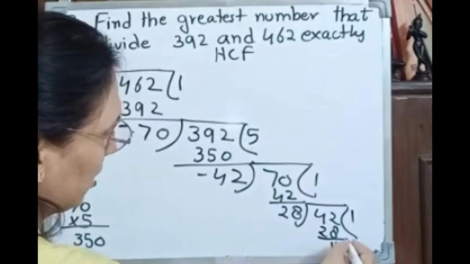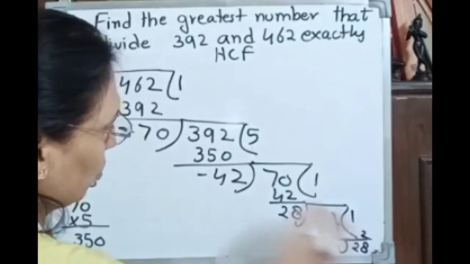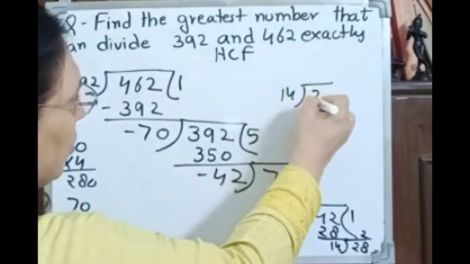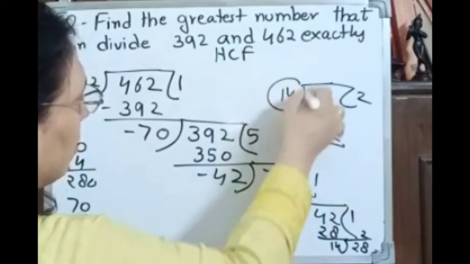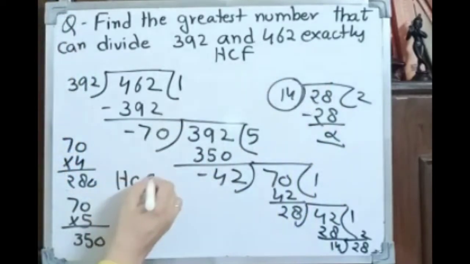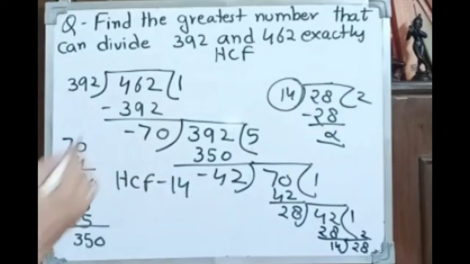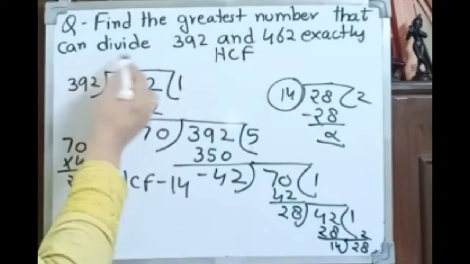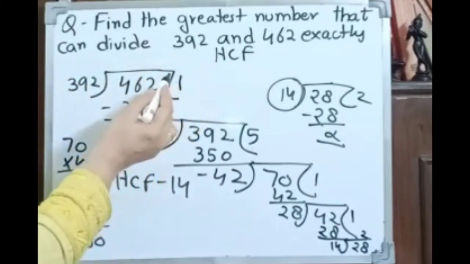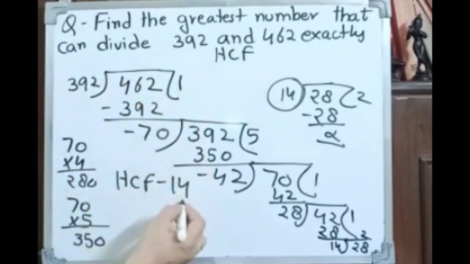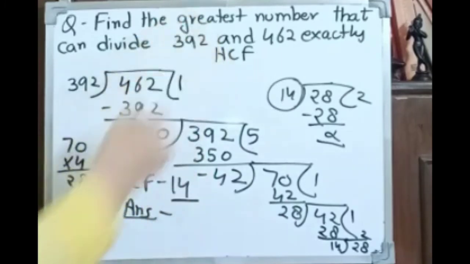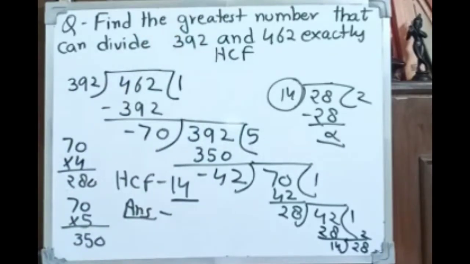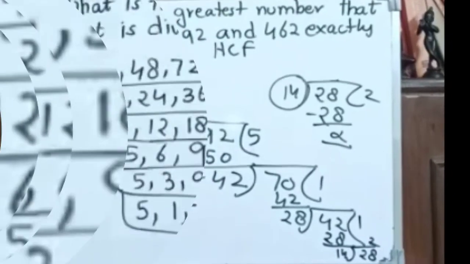Now 28 is exactly divisible by 14. 14 twos are 28. So this one is the HCF. HCF is 14. So what is the answer? The greatest number that can divide 392 and 462 exactly is 14. You have to write the answer in a full sentence, as the answer is always in your question. Take it from there and write the answer like that.